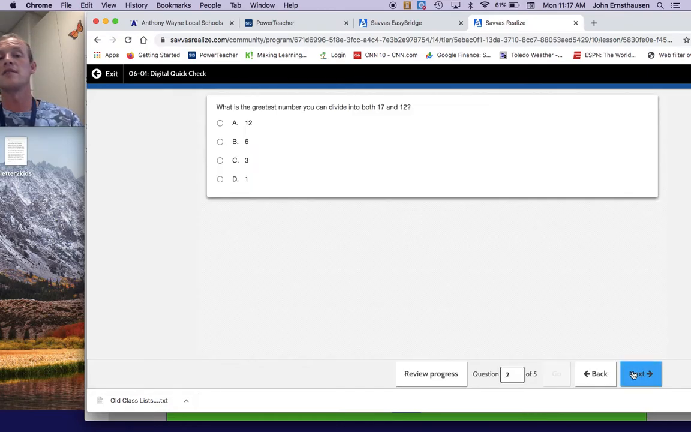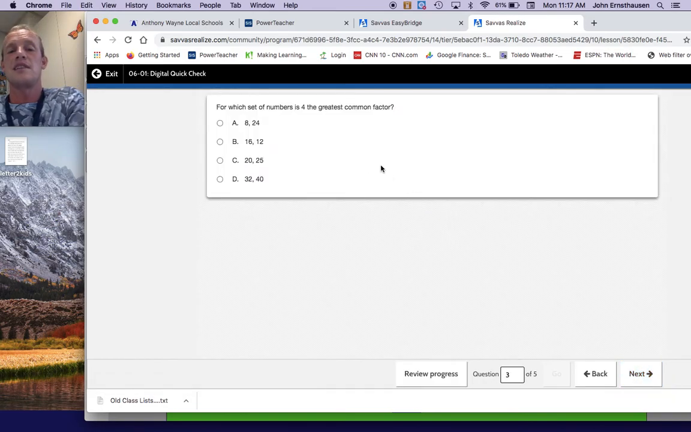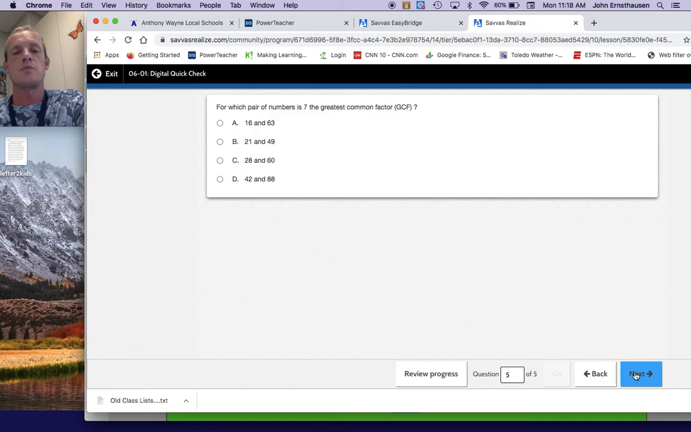Number 2, what is the greatest number you can divide into both 17 and 12? So basically I'm saying, once again, do the GCF. The third one, for which set of numbers is 4 the GCF? So you're looking at these, which one of these has 4 as the GCF? Only one will work. For the next one, what is the greatest common factor of 54 and 90? Same thing for all of these. We're just working with GCF. And then finally for number 5, for which pair of numbers is 7 the GCF? So which pair of those numbers, when you make your list, 7 is the GCF? So it'll be a grade out of 5 points.